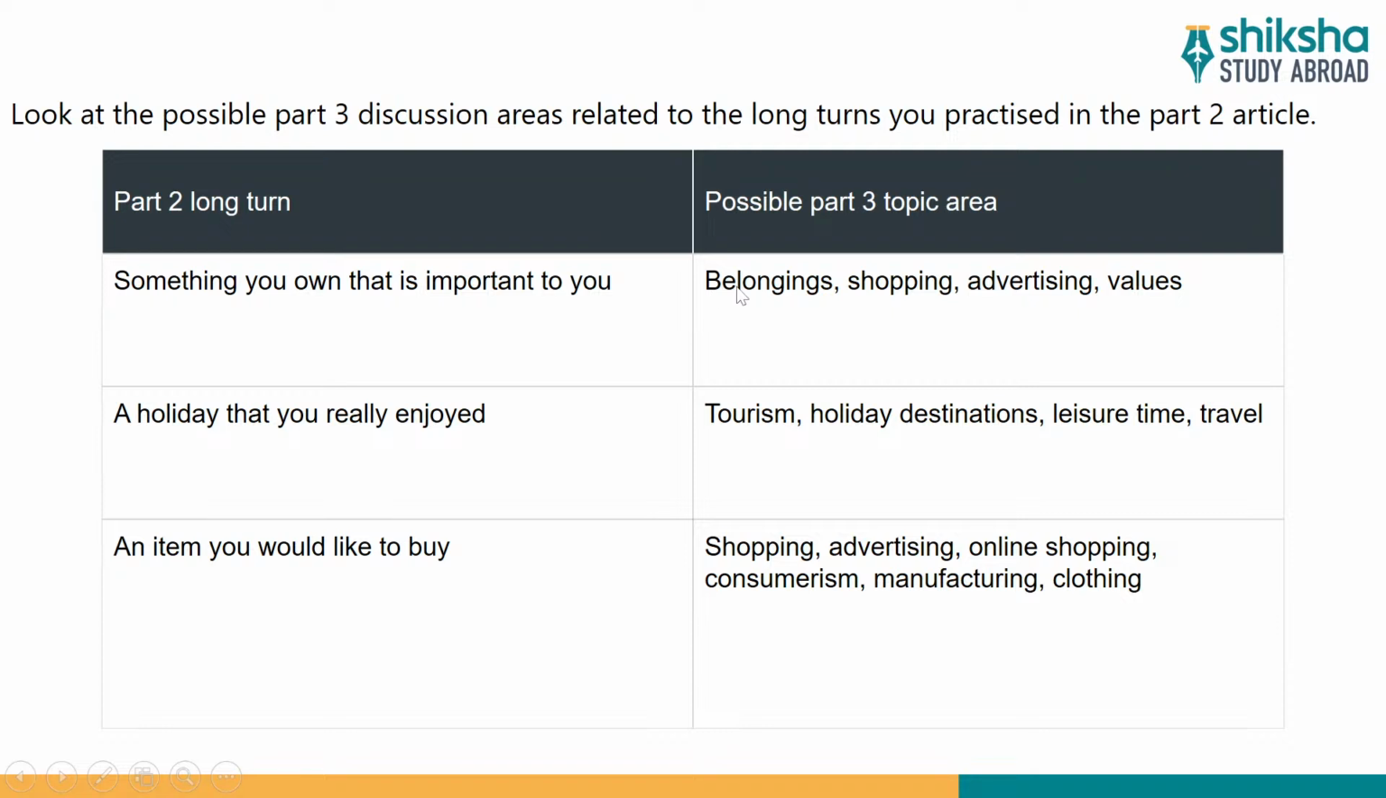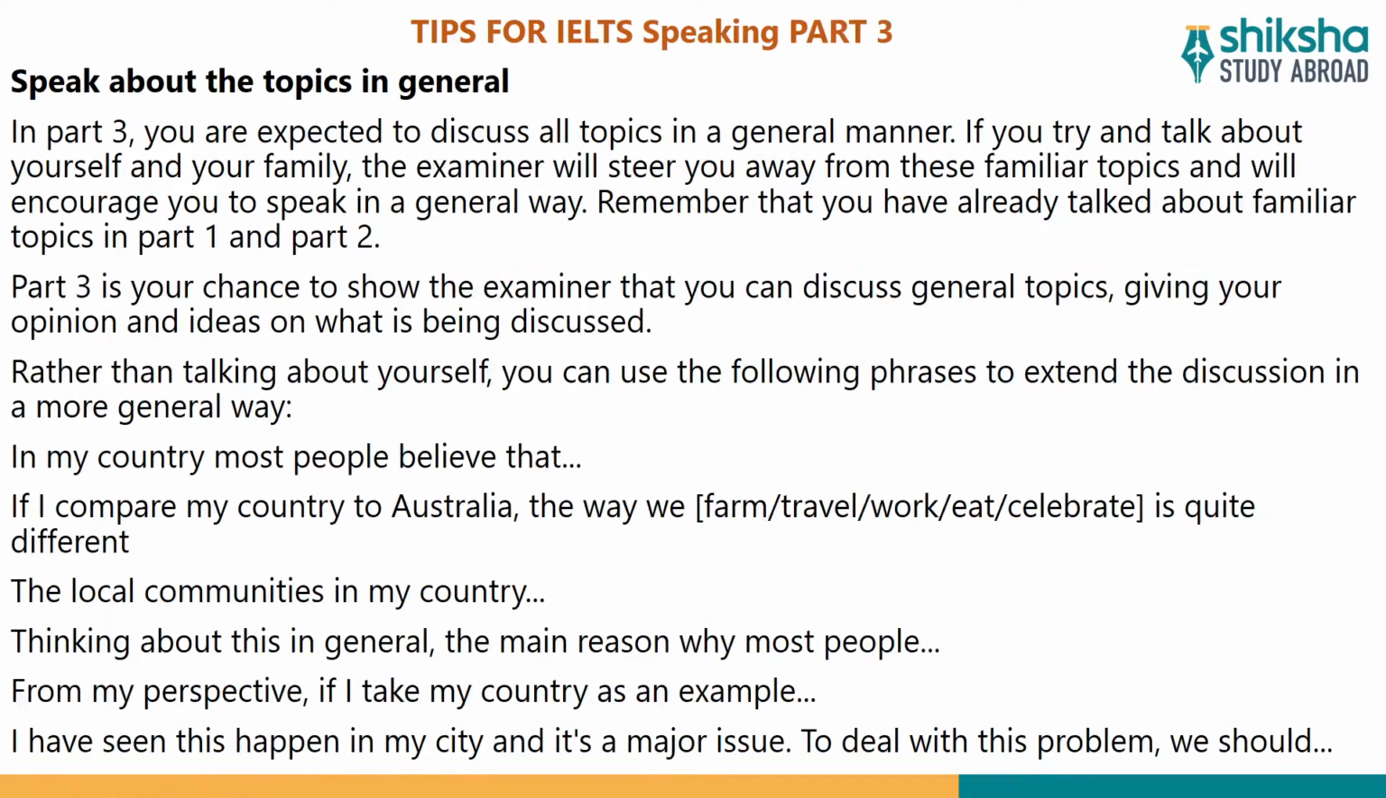And then the part 3 questions might be related to belongings, shopping, advertising, values, and all of that. Then we can also have a topic like this third one, an item you would like to buy, talk about it. Okay, so you talked about it for 2 minutes, and then there are questions related to shopping, advertising, online shopping, consumerism, manufacturing, and clothing. So this is how the relation of the questions is, in part 3 and part 2.